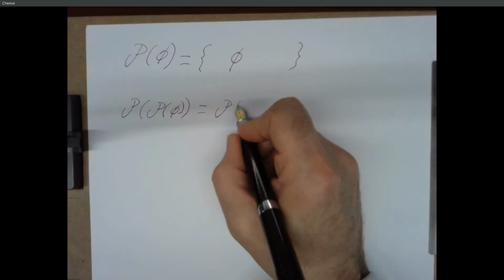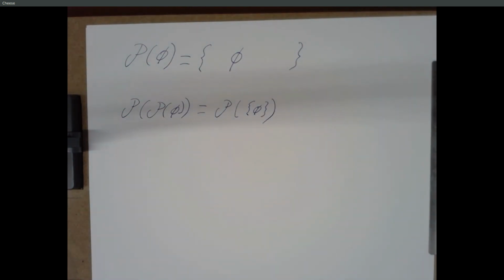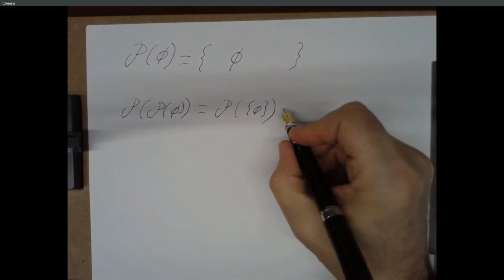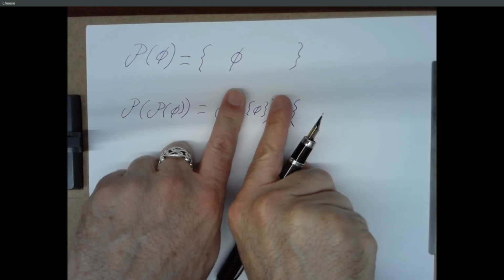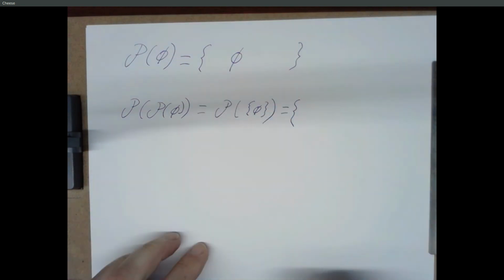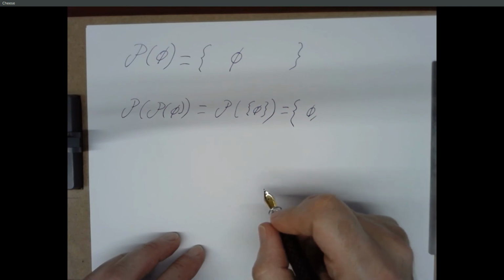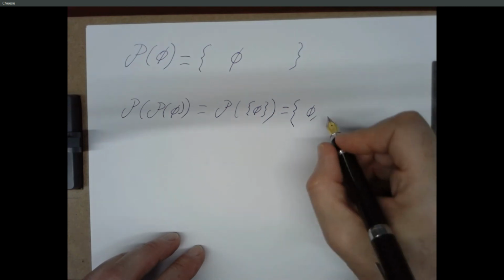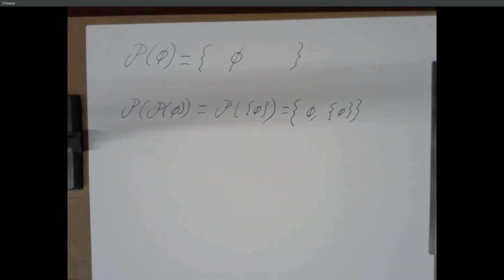What's the power set of the empty set? Well, let's break it up. That's the power set of this set. It's the power set of a singleton. And it's going to be a set containing all the subsets of this. So what are the subsets of this singleton set? The empty set, and the set itself, the set containing the empty set. So the power set of the empty set contains two elements: the empty set and the set containing the empty set.